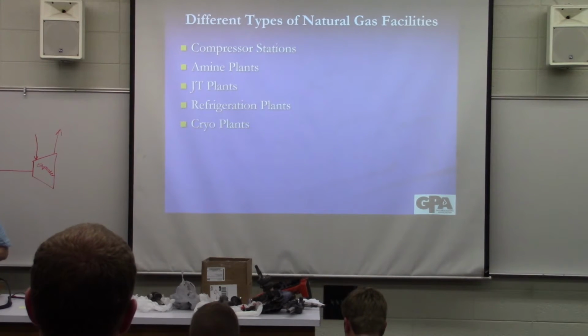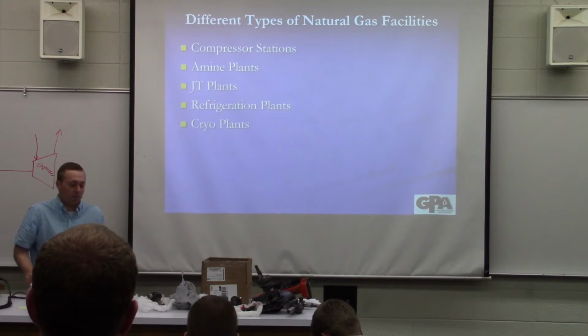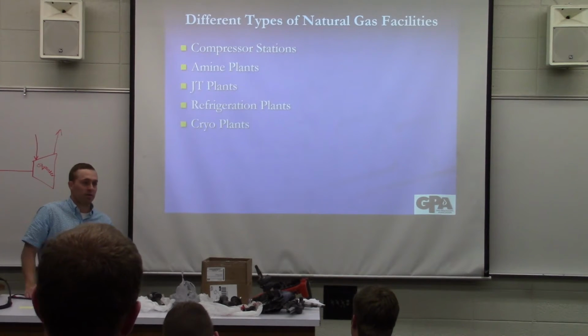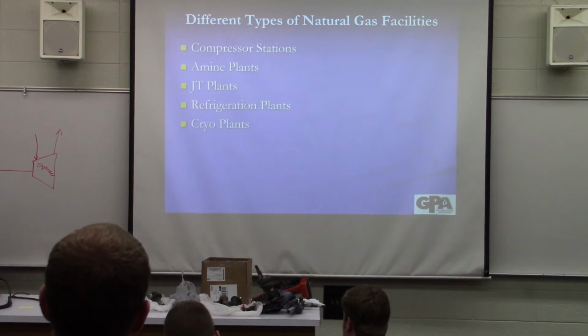science behind that. But those are the three main types of processing plants we have. And we have all three: Joule-Thomson plants, refrigeration plants, and cryogenic plants. Again, JT might get to minus 20 to 30 degrees Fahrenheit. Propane refrigeration, minus 40. Cryo, minus 135-ish.